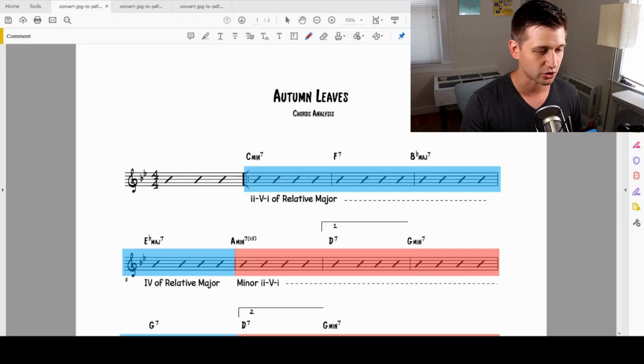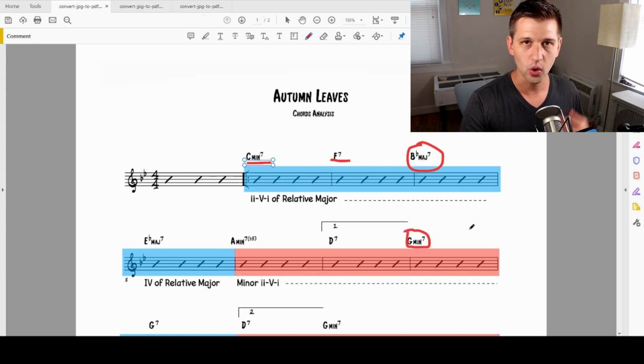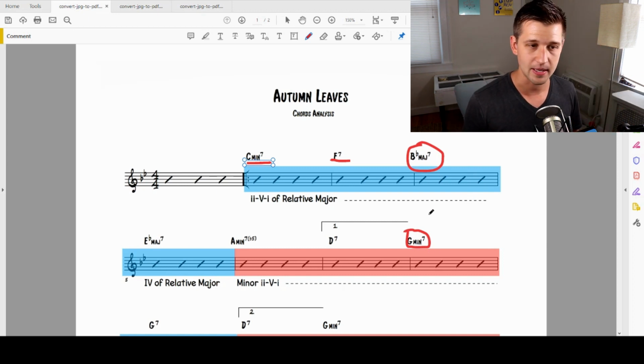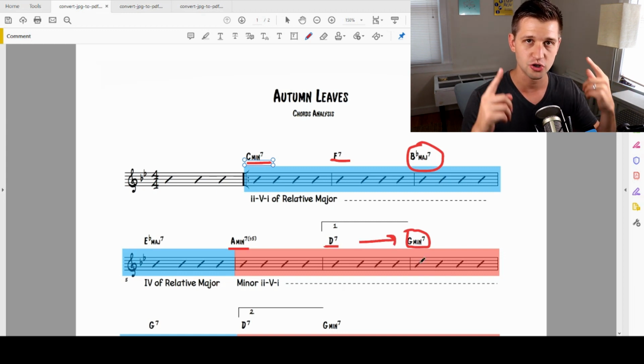So let's take a little look right now at Autumn Leaves. So right here, we start with a 2-5-1 in B flat major, but actually the key of this song is G minor. So what is B flat major to G minor? B flat major is the relative major to G minor. And here we have a 2-5-1 in a minor key. The 2-5-1 in the minor and the 2-5-1 in the major are super important.